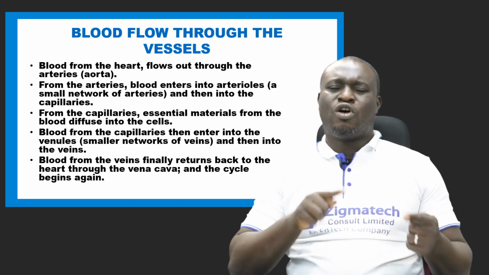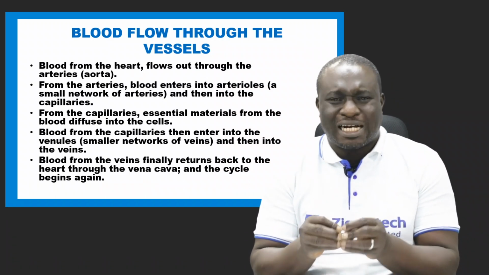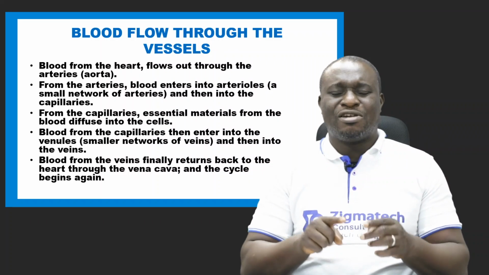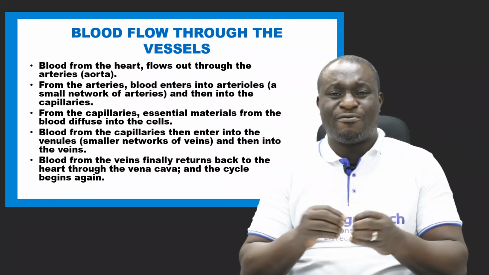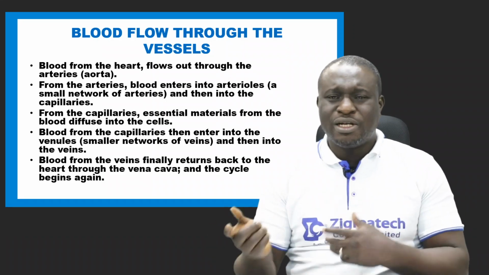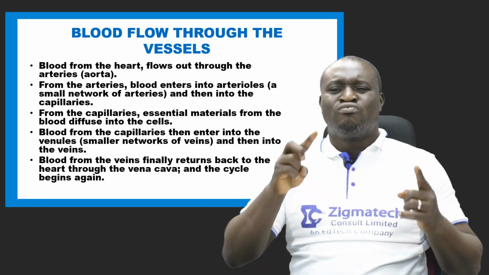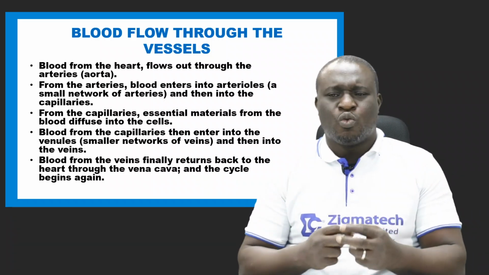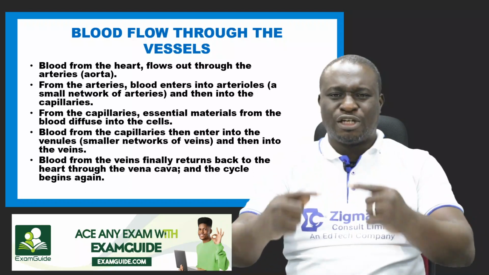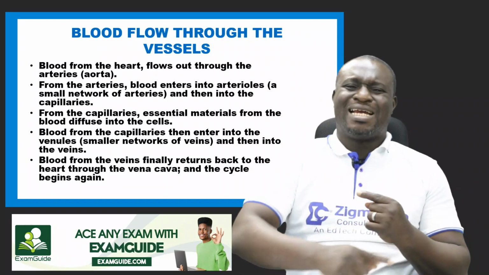Now, from the arteries, the blood enters into smaller networks of arteries, which are called the arterioles. And from the arterioles, it enters into the capillaries. Okay? Now, from the capillaries, essential materials are exchanged by diffusion between the blood and the cells or the tissues. After that, blood from the tissues or from the capillaries then enters into smaller networks of veins, which are called the venules. And then from the venules, it enters into the veins. And from the veins, it then returns back to the heart through the largest vein, which is called the vena cava. And then the cycle continues again.